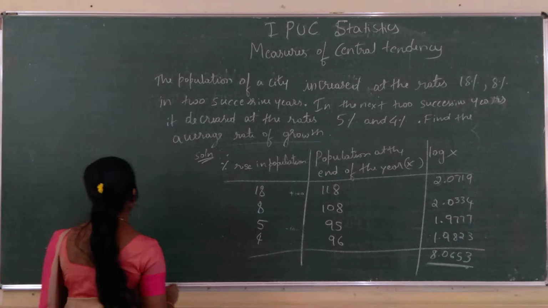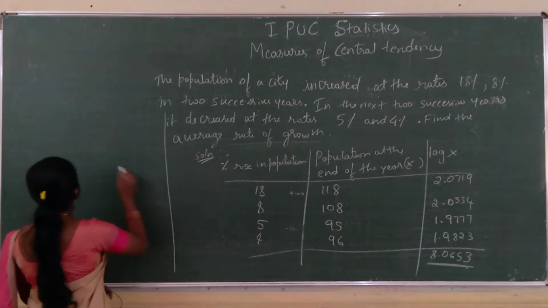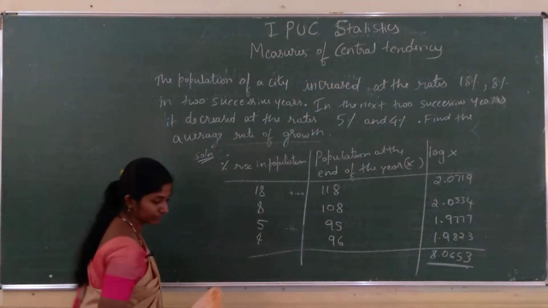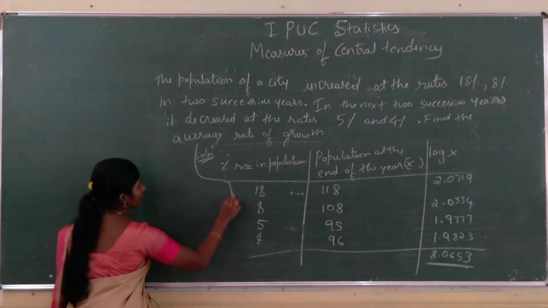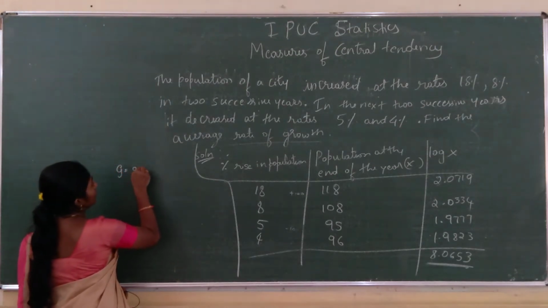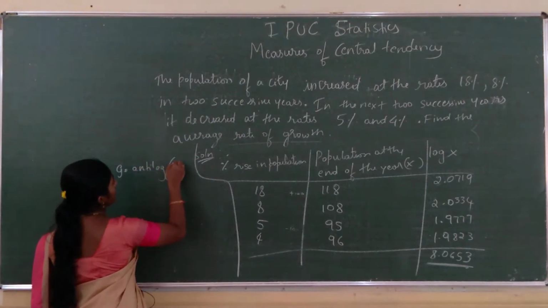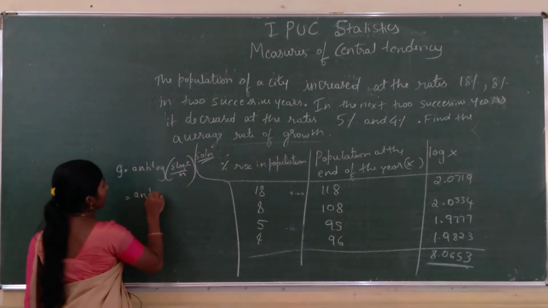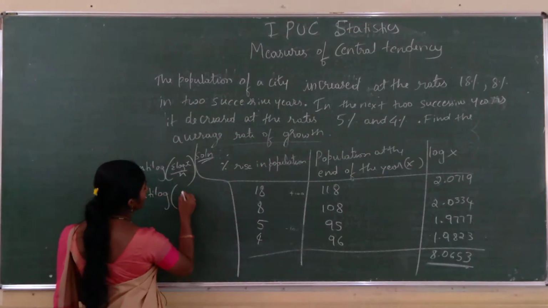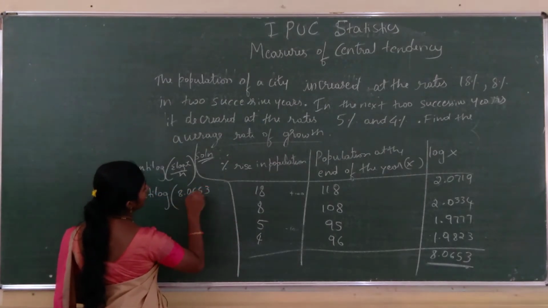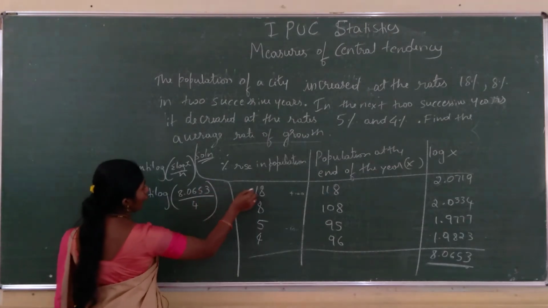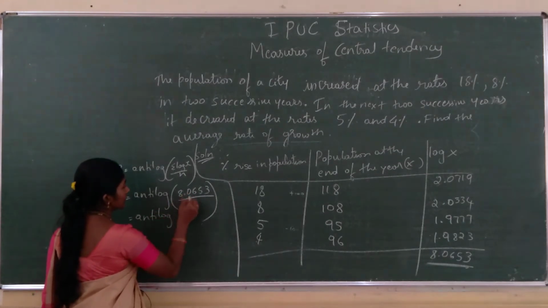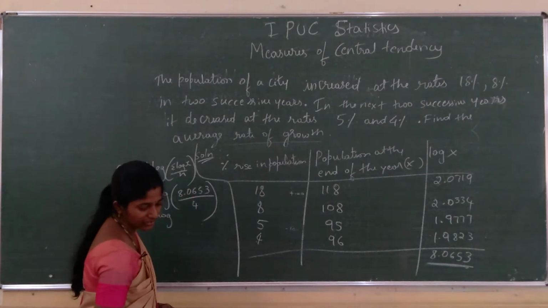Now apply that formula. G equal to antilog of summation log x divided by n. Antilog of 8.0653 divided by n, which means how much here? 4: 1, 2, 3, 4. Now antilog, using a calculator divide that.